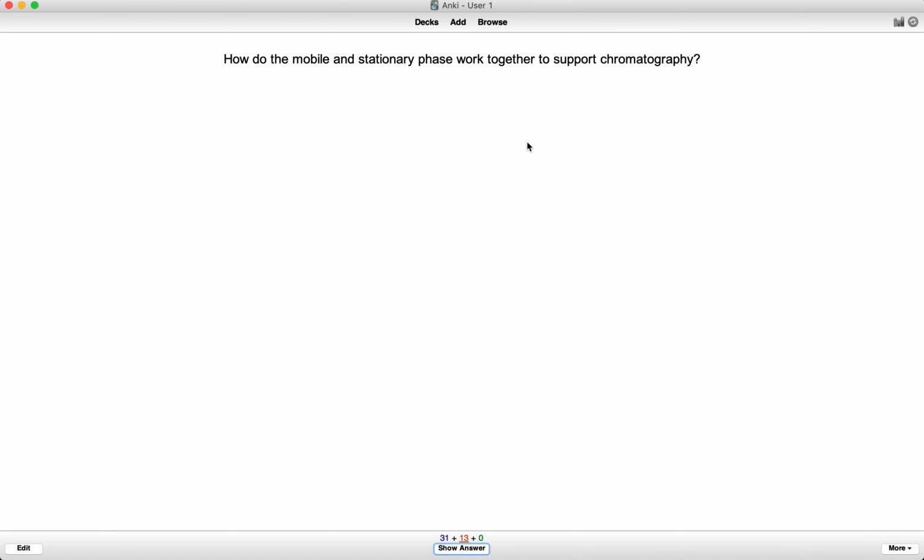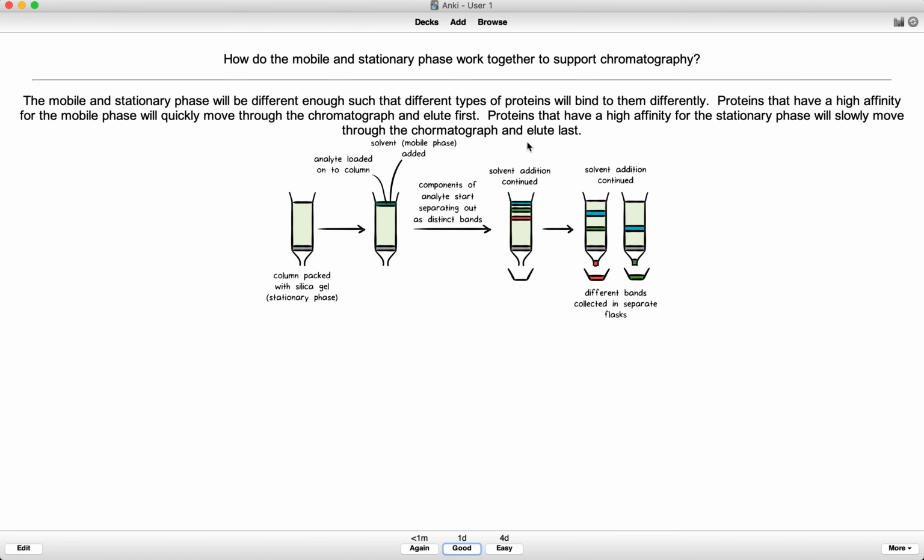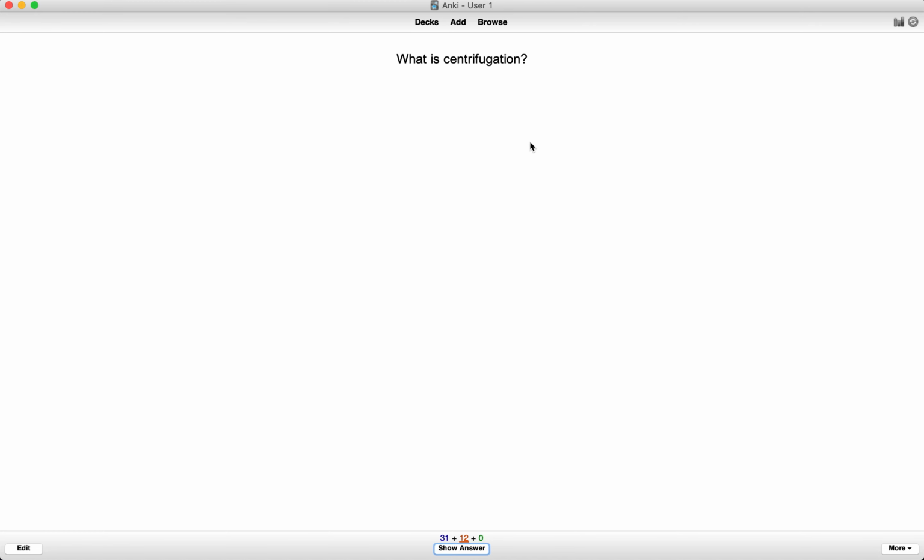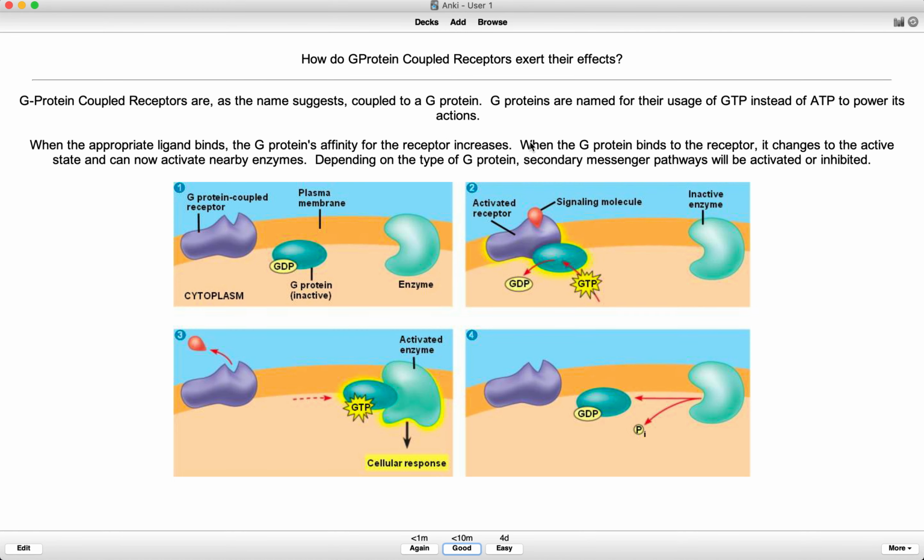How do the mobile and stationary phase work together to support chromatography? So, the stationary phase stays still. It's typically polar, and polar molecules will stay up there and have a longer retention time. The mobile phase is non-polar, so non-polar molecules will have a faster retention time. Centrifugation is spinning down a tube and relying on centrifugal force to bring solids down to the bottom of the tube. No idea.